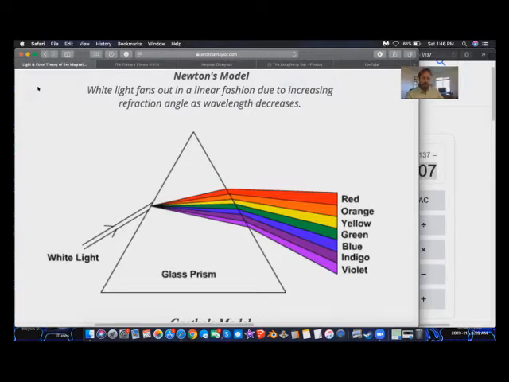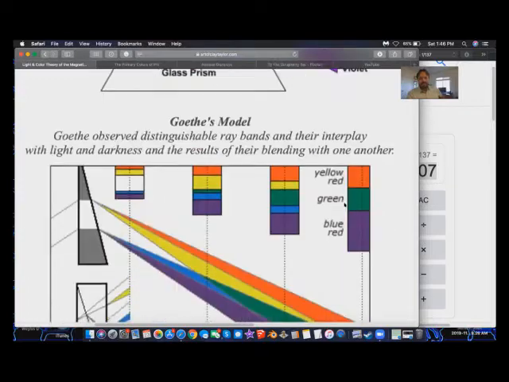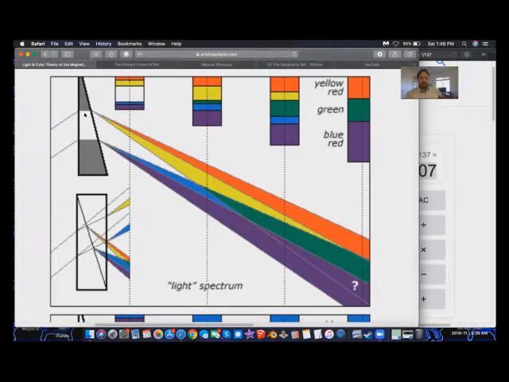Now, this model, Newton's model, is incorrect. Well, it is and it isn't. Our principles of refraction, like Snell's law, say a larger wavelength refracts at a different angle than a smaller wavelength. That is true. But this is not what a prism does. This is not how it works. It breaks into a white section, doesn't it?